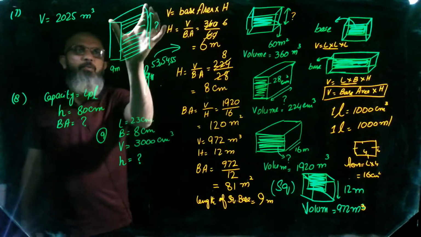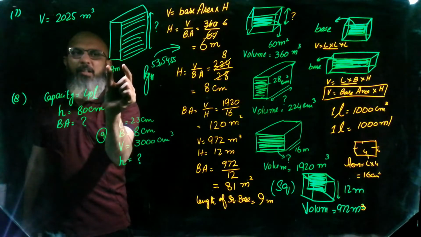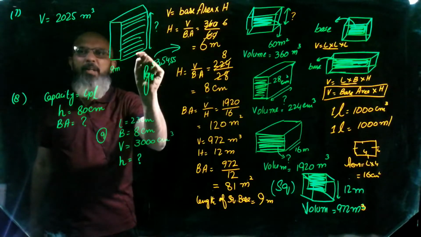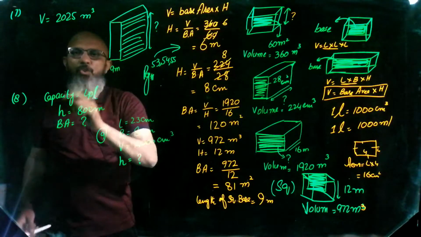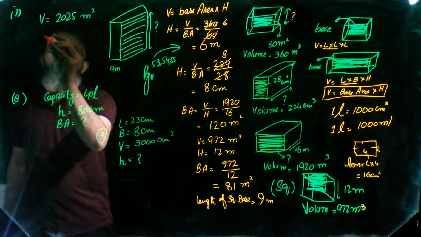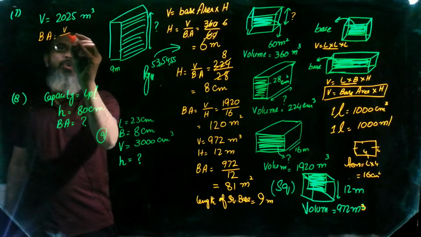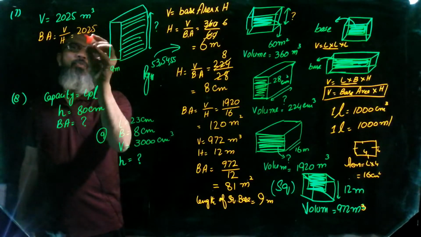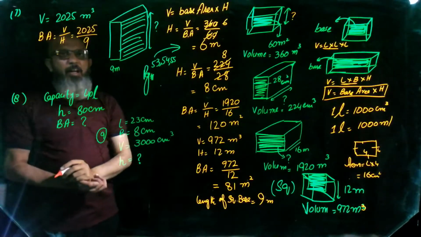The volume of this shape is given to you and the height is given to you, and you are going to find the length of the square base. Keep in mind that the base is a square. So first we have to find the base area. So what will be the base area? As you know, base area is equal to volume over height, and your volume is 2025 and your height is 9. So you can divide it.